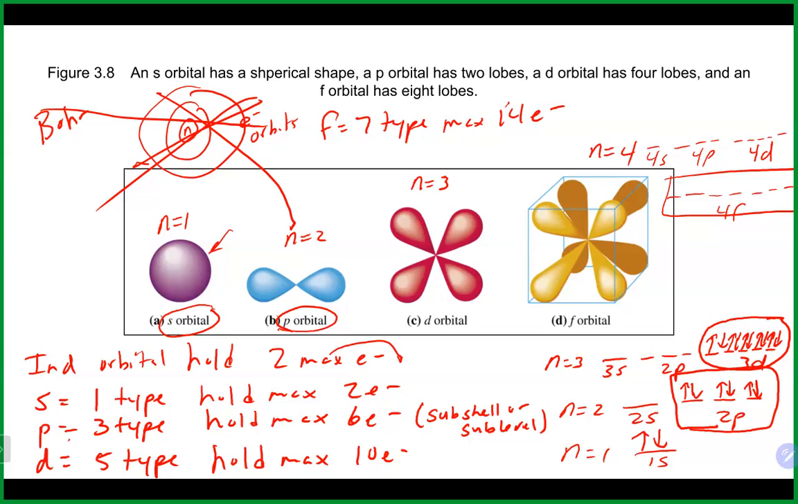D, there are 5 different types, could hold a maximum of 10 electrons. Once again, you don't need to fill all 10 up, but the maximum it can hold is 10. And there are 7 different f orbitals, which each one can hold 2, which gives us a total of 14 if we fill them all up. And again, you don't need to fill them all up, but you could if you needed to.